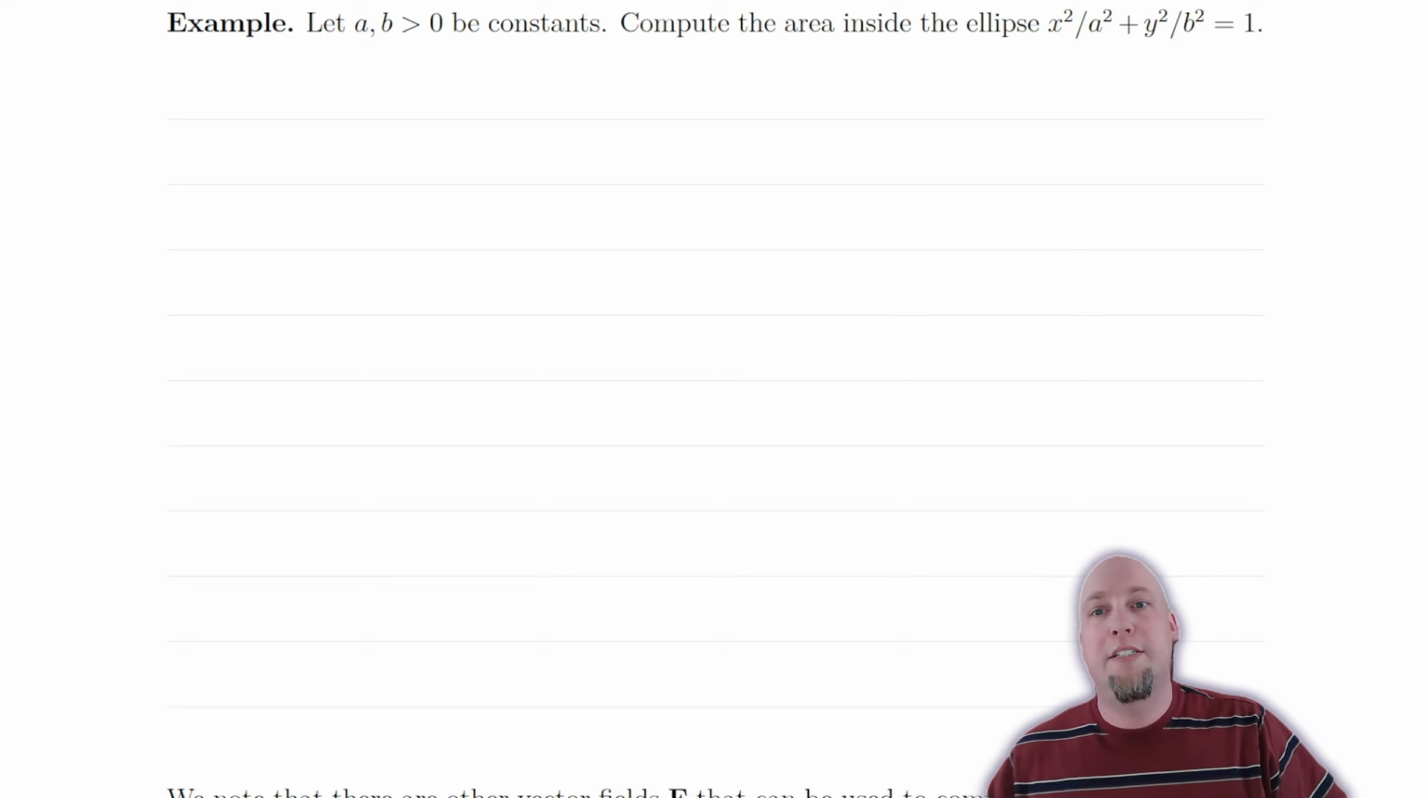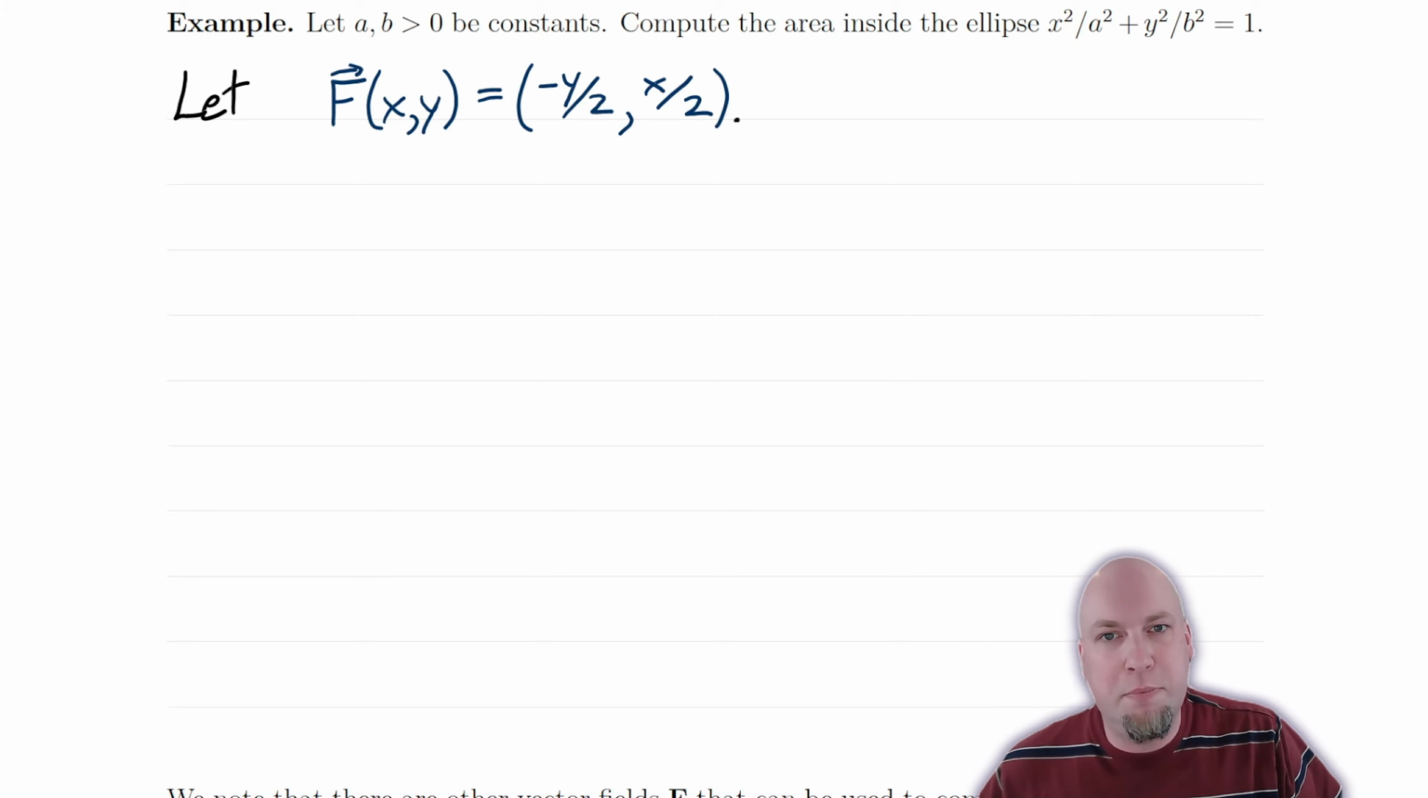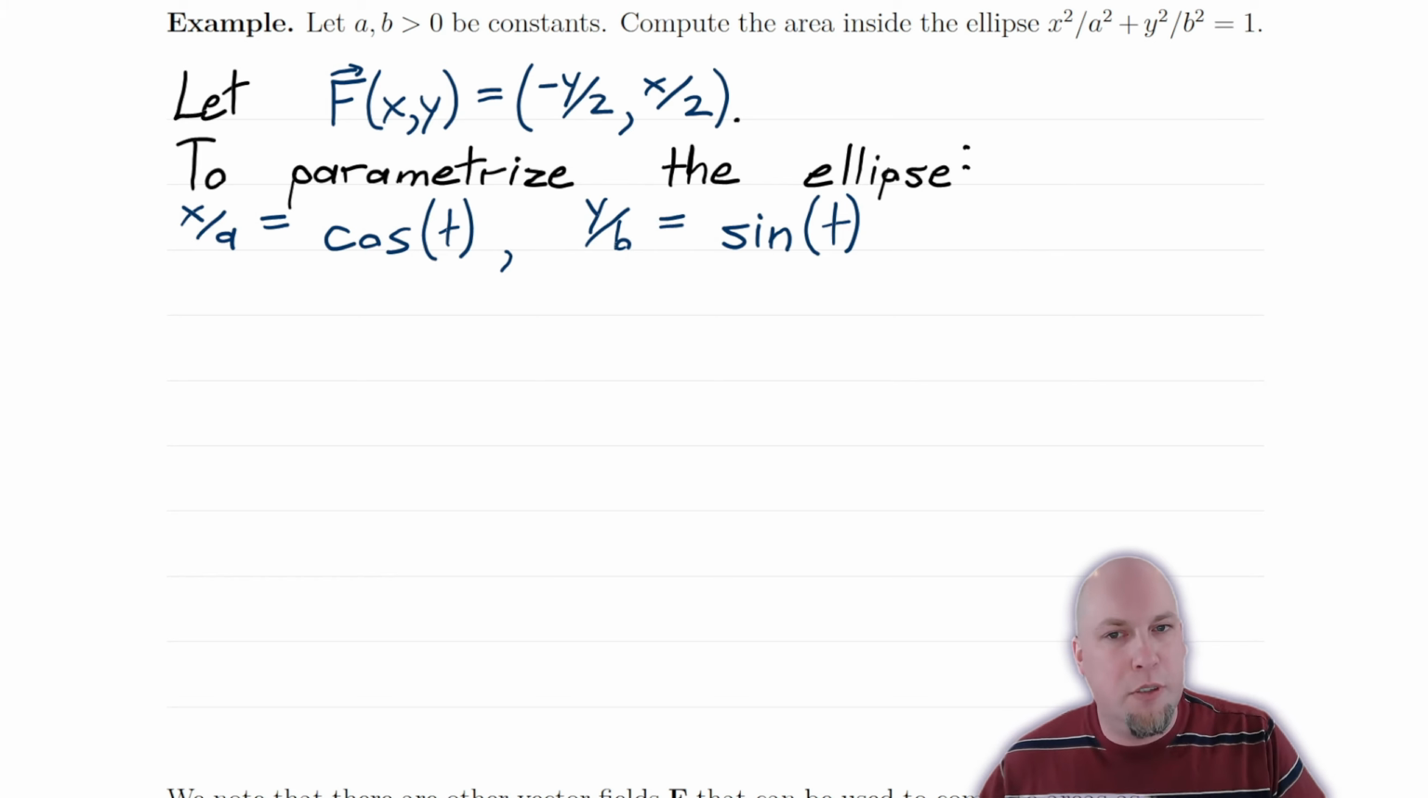So what you do is choose your vector field to be this fancy vector field that we defined up here, the one that ends up getting you the area when you do the vector line integral. To be able to do the vector line integral, we're going to have to parameterize the ellipse.